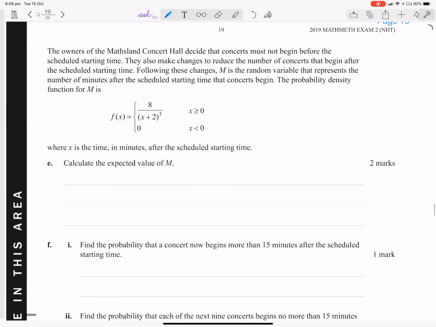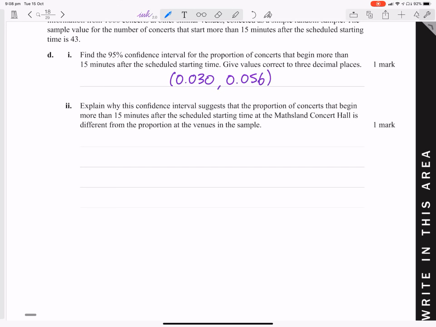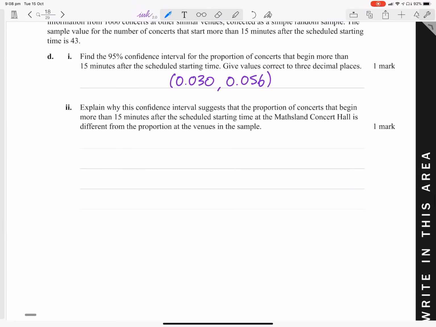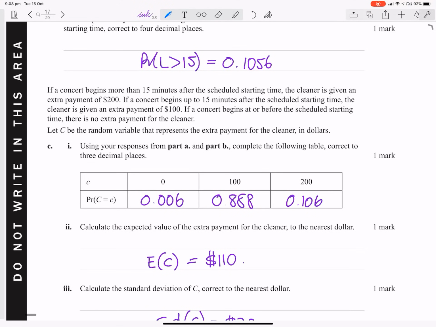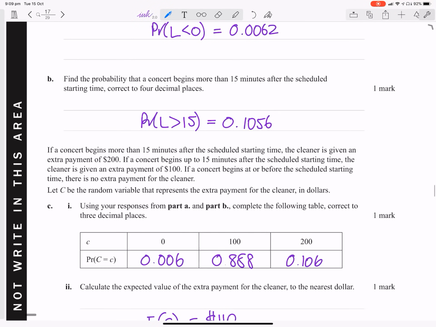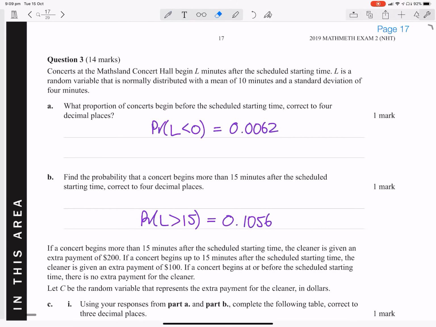Explain why the confidence interval suggests that the proportion of concerts that begin more than 15 minutes after the scheduled starting time at Massland Concert Hall is different from the proportion at the venues in the sample. The proportion, that's 0.1056.